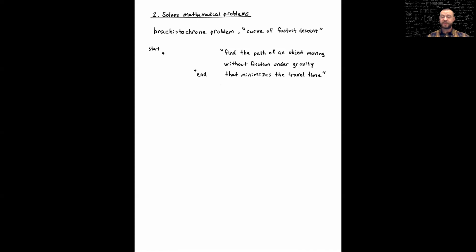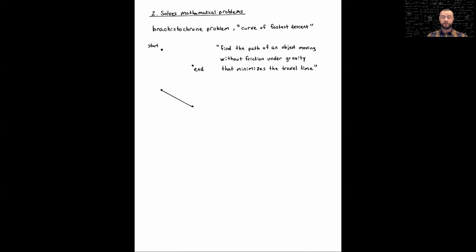So if we were to state this as a concrete problem, we're going to try to find the path of an object moving without friction. So it's moving along some curve with no friction, but under the effects of gravity that minimizes the travel time. All right, so we're going to think of just drawing a curve that an object is going to roll along such that it minimizes the travel time.